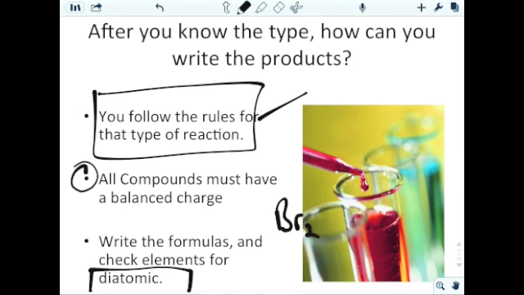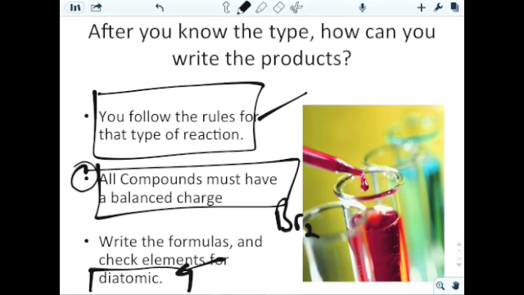So those are some things that we need to look out for. Follow rules for that type. What does it produce? Make sure that we crisscross for those ionic compounds, and when we write the formulas, check the elements for diatomics. We always check for diatomics.